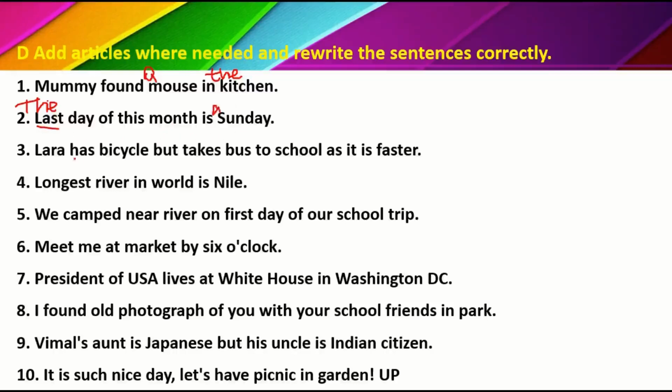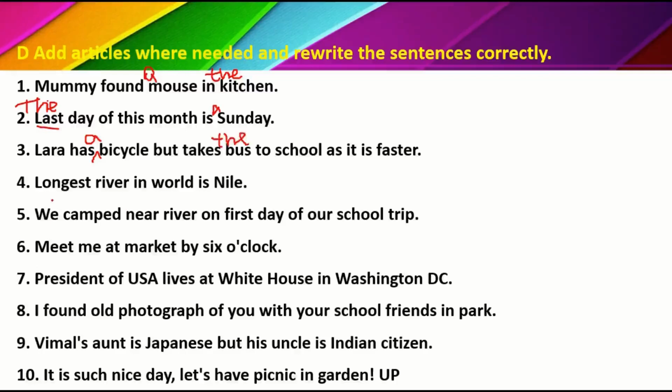Lara has bicycle but takes bus to school as it is faster. Here, what will come? Lara has, something is missed over here. It is bicycle. A sound is missed. Lara has a bicycle but takes bus. Something is missed, that is the bus to school as it is faster.